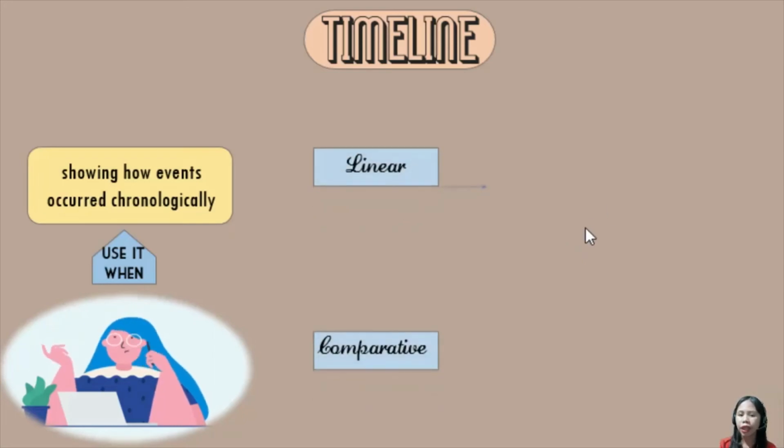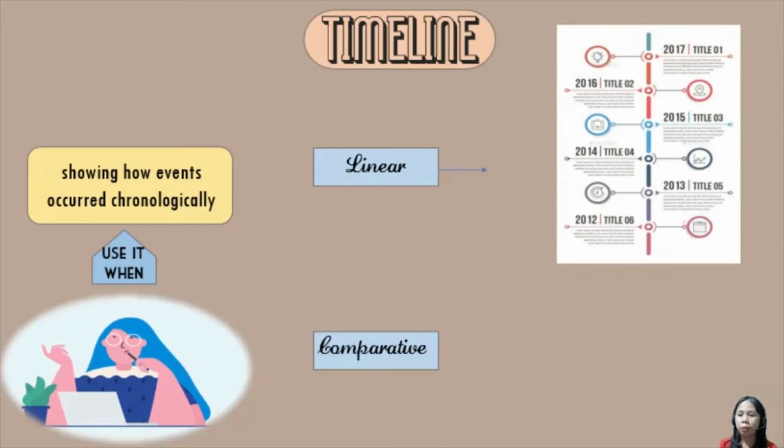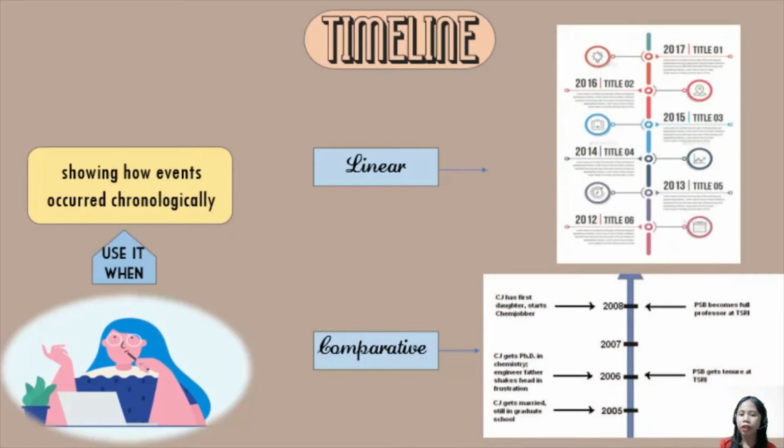A timeline can either be linear or comparative. A linear timeline shows how events happen chronologically in a straight line, whether that be horizontal or vertical. A comparative timeline, on the other hand, shows and compares two or more sets of subjects or events that occurred within the same period, as you can see here from this example. So the next time you catalog historical events or highlight your own milestones, make use of a timeline. That will be really helpful for you.